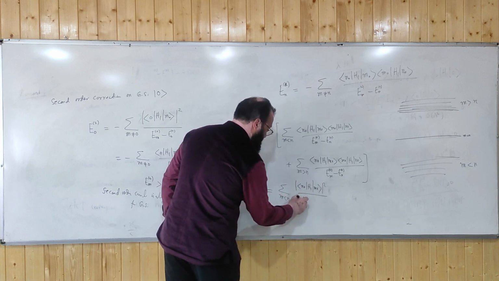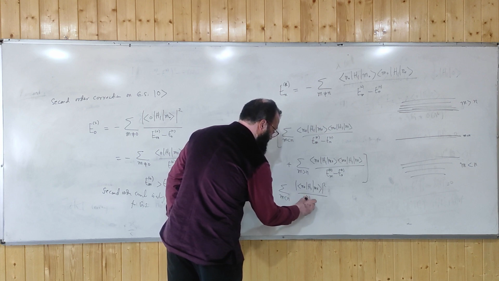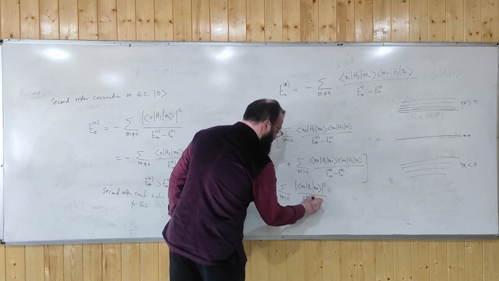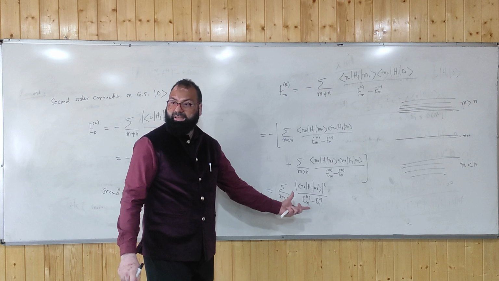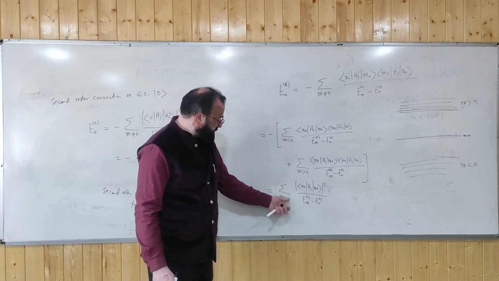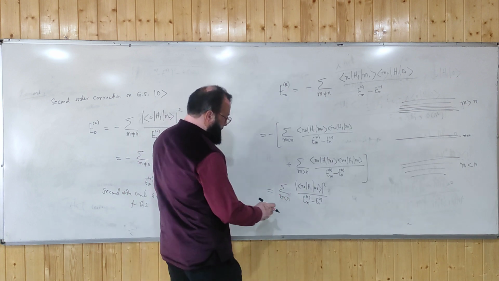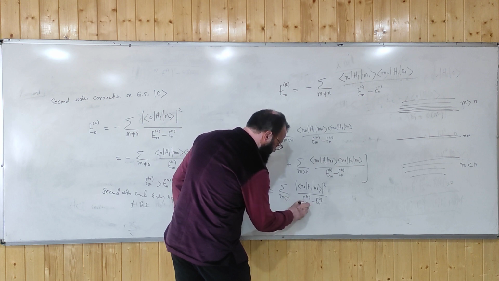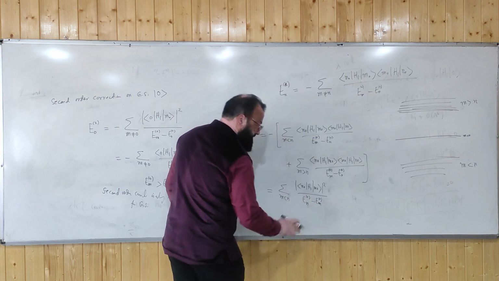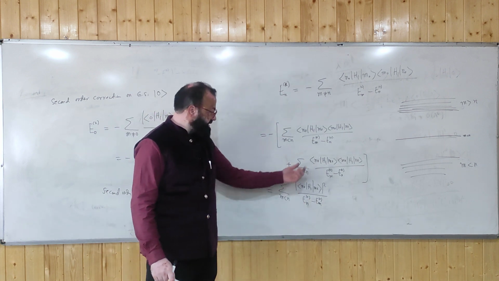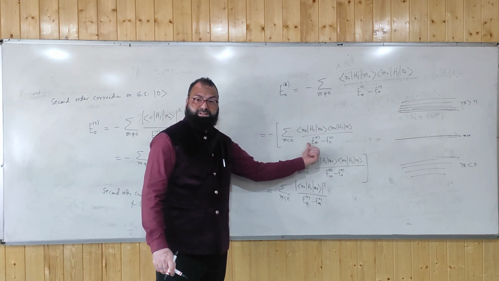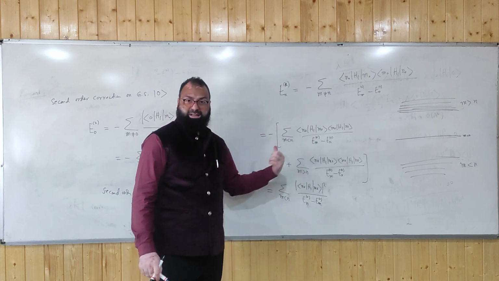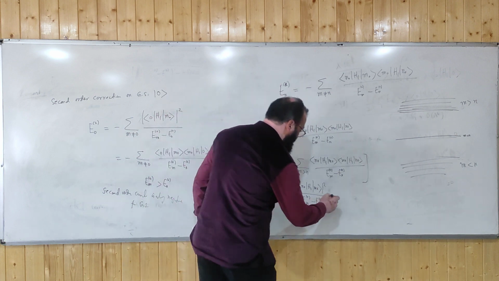Let me put it in a compact way. So E_m^0 minus E_n^0. Now this is a positive quantity. Clear? So this is positive. Let me write it this way: E_n^0 and E_m^0. Now this becomes positive. I have simply put E_n first to take this minus out. Clear? And what is the other term?